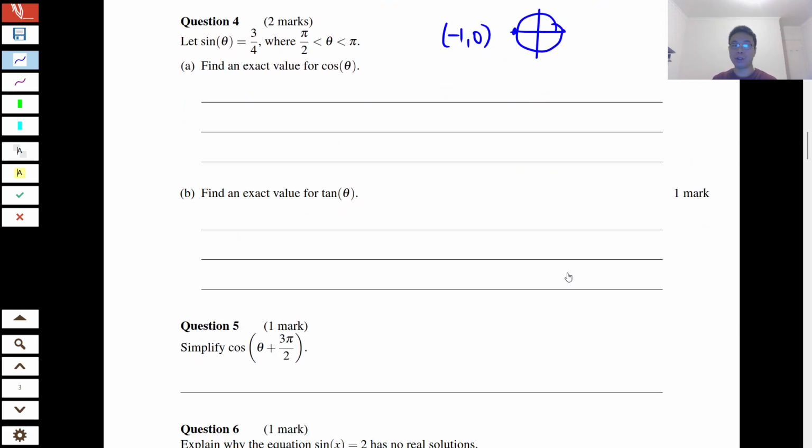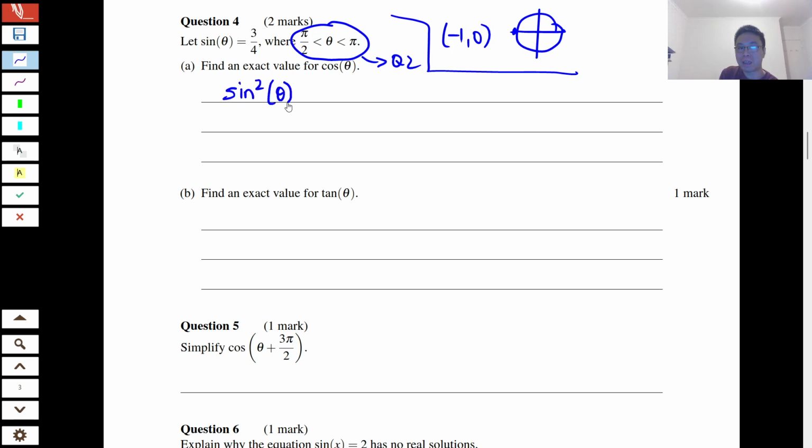All right, question 4. Here we are given a special angle. We don't know what it is because 3 on 4 is not on our list of exact values. But I've told you that the sine of the angle is 3/4, and importantly, this is in quadrant 2. Which means when I find cosine of theta, as asked for in the question, I'm expecting the answer to be negative. So what do we want to do here? Well, we want to use the Pythagorean identity, which states that sine squared plus cosine squared of any angle gives me 1.